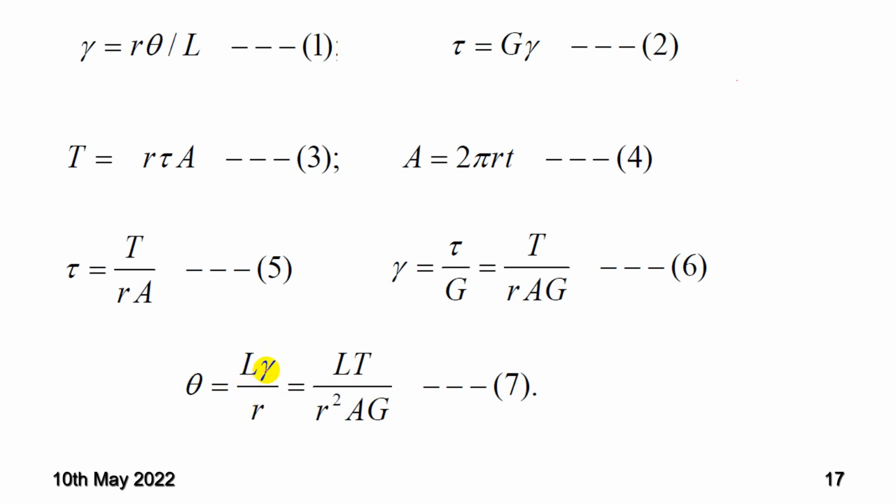So if I substitute gamma is equal to tau over G, and then tau is T over R into A, so gamma is T over R into AG. So if I substitute that, theta is equal to LT over R squared AG. So this is another relationship.